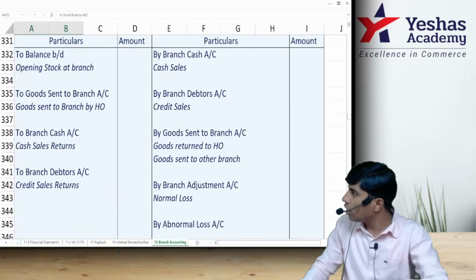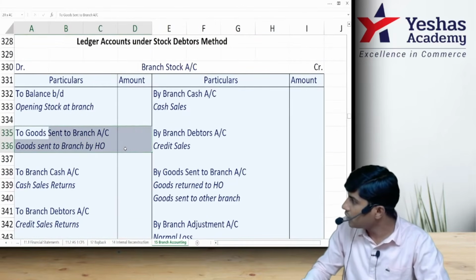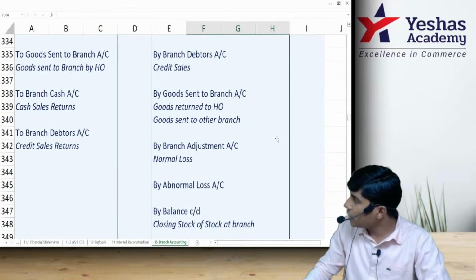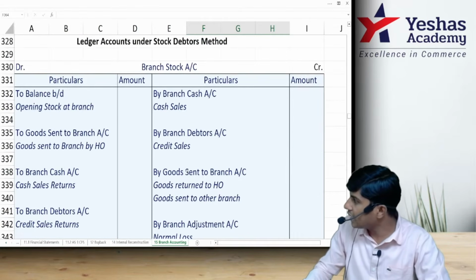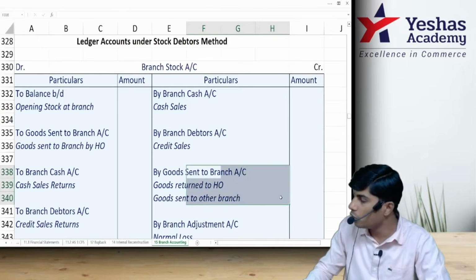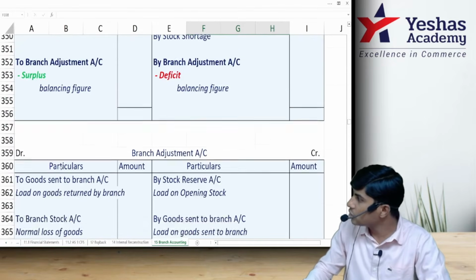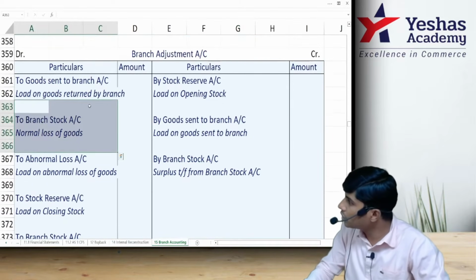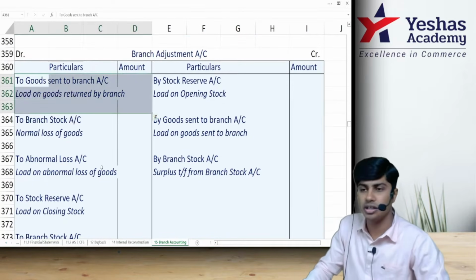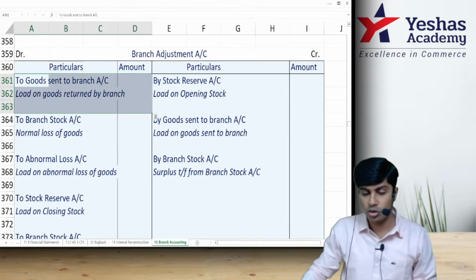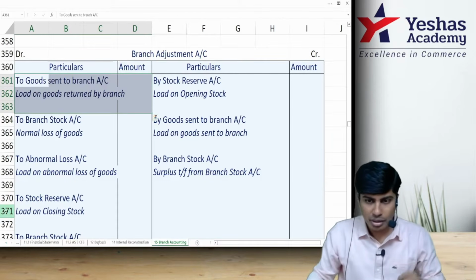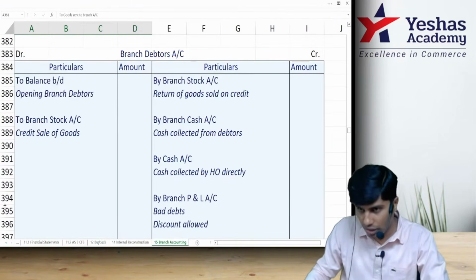GSB in branch stock account, if it is there at invoice price, then on this the load will be removed on the credit side, but not in branch stock, but in branch adjustment. Goods sent to branch return, what is there in the credit side of your branch stock account will be removed on the debit side, but not of branch stock, but in branch adjustment account. This is load on goods. Load will not be removed on sales. Load will be removed only on opening, closing, goods sent to branch and goods sent to branch return. By doing this, you will be done with your debtors and stock debtors method.